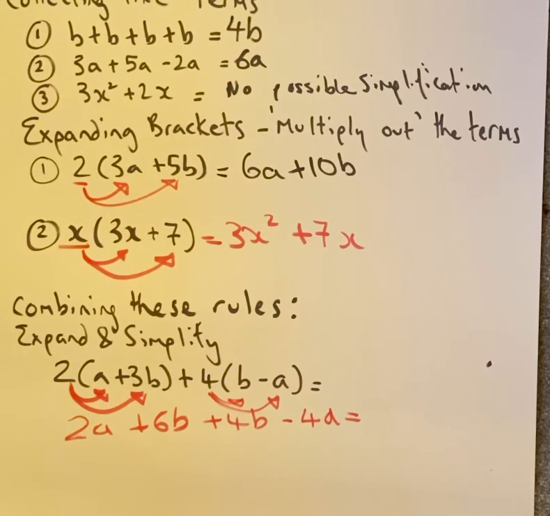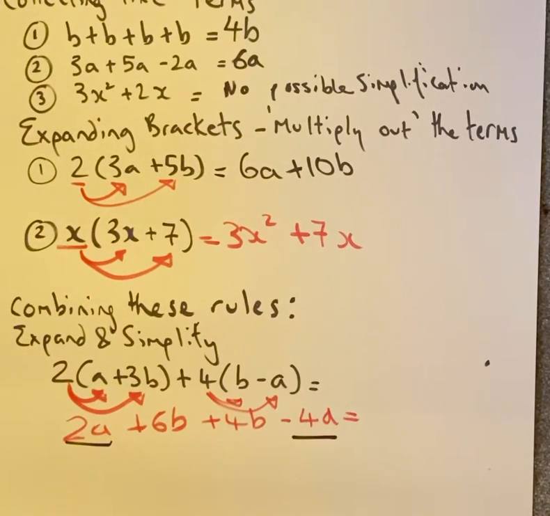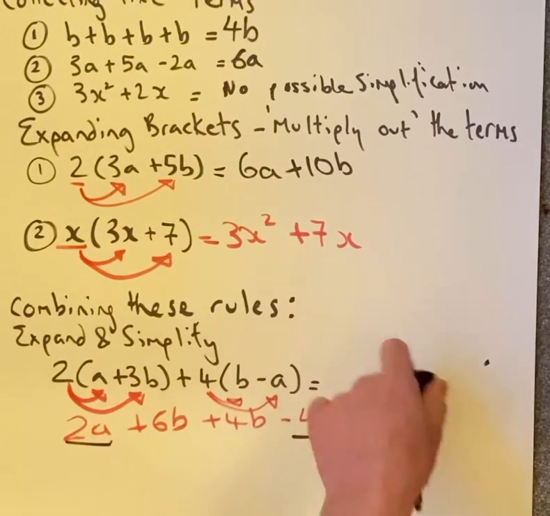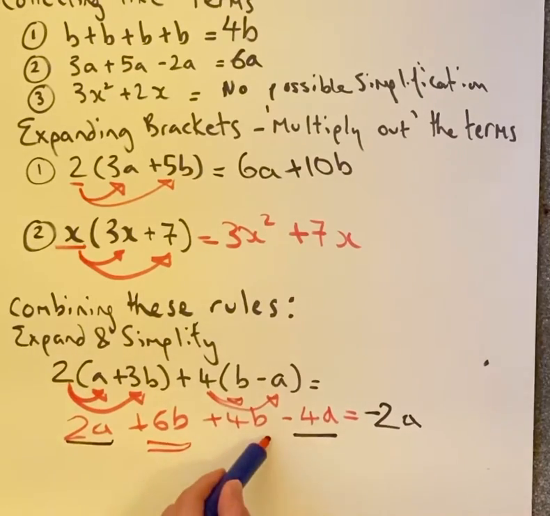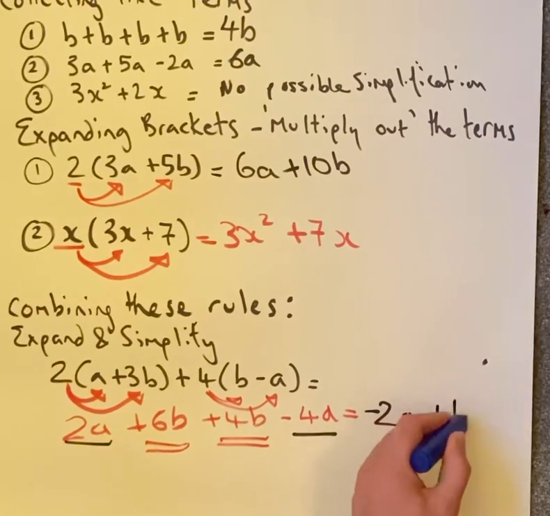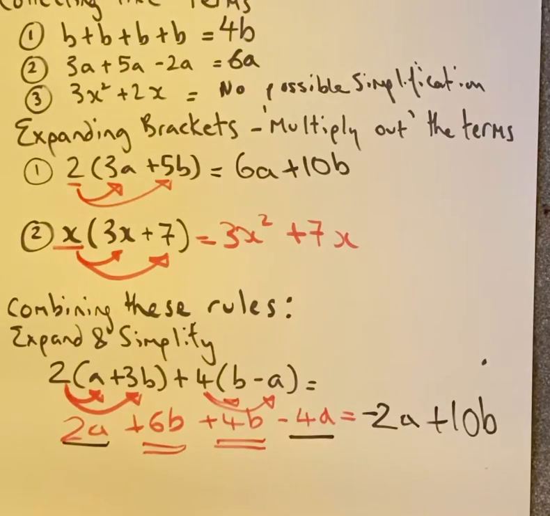So we've expanded our brackets, and now what we're going to do is simplify, which means gather all the like terms. So let's have a look at the a terms. We've got 2a take away 4a. 2 take away 4 is minus 2. So that means 2a take away 4a is minus 2a. And if we look at the b terms, we've got 6b add 4b is 10b. So plus 10b. And again, we can't simplify this any further because these are 2 different terms.